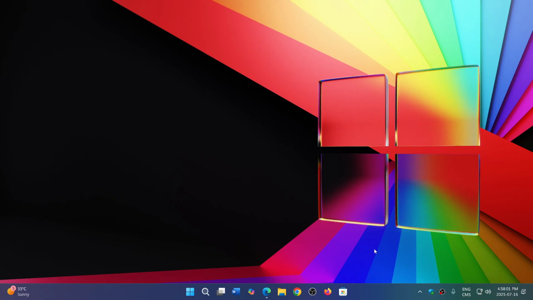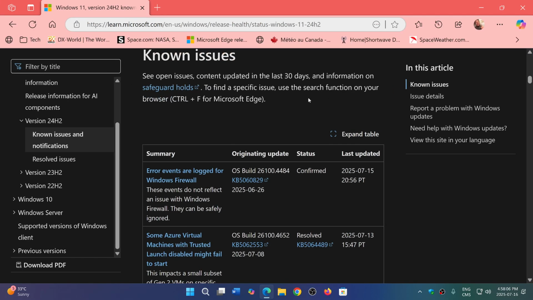So what happened is that in the known issues page, error events are logged for Windows Firewall. It actually was resolved on July 8th. People noted that it said, hey, it's resolved, it's supposed to be fixed. Yet it wasn't, because people were still seeing the same problem. And now they've put it back as confirmed, updated the 15th of July.